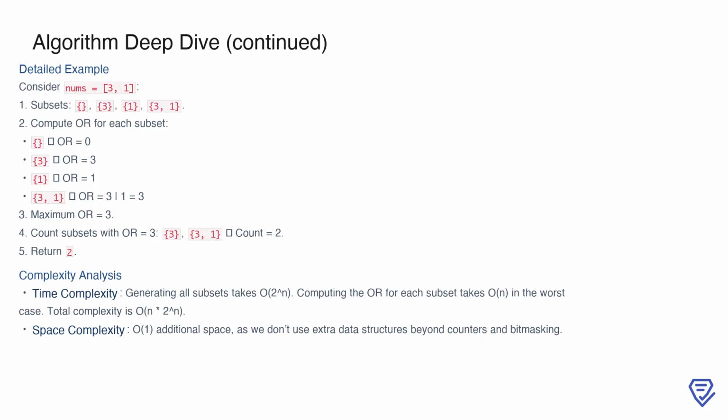In terms of complexity, generating all subsets takes 2 to the power of n, because there are 2^n subsets. Computing the OR for each subset involves iterating through its elements, which in the worst case takes n. Thus, the total time complexity is n * 2^n. Space complexity is minimal at O(1), as we only use counters and bit masking without additional data structures.